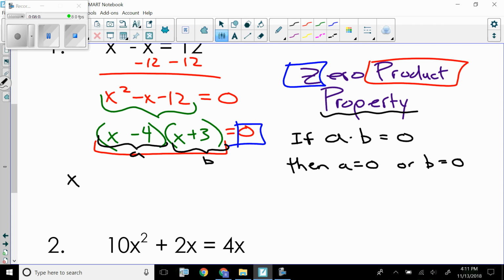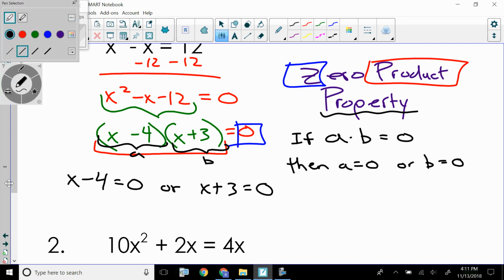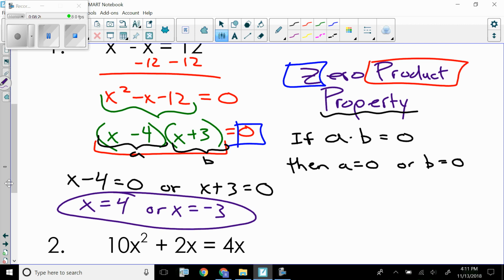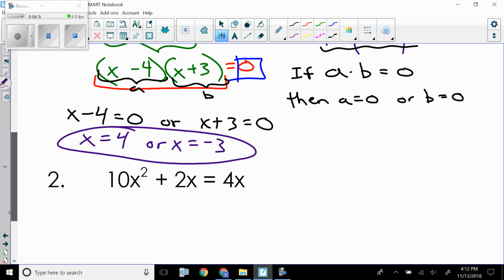So basically all I have to do is set x minus 4 equal to 0, or x plus 3 equals 0. Then we just solve those two small equations. That's x equals 4, or x equals negative 3. And then I have my two solutions. Now would be a great time to pause the video. Make sure you understand what just happened. Okay, kind of went fast there. Nice to pause the video, go back and replay it.